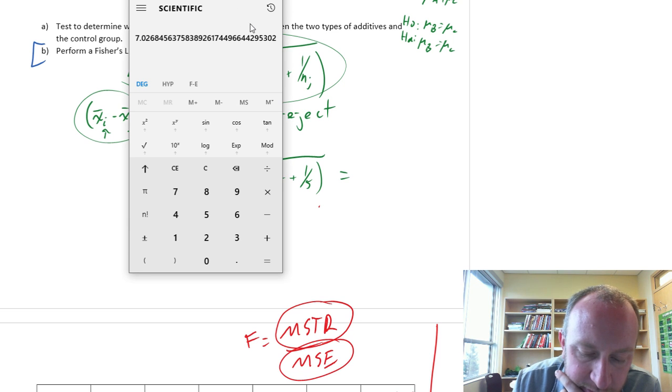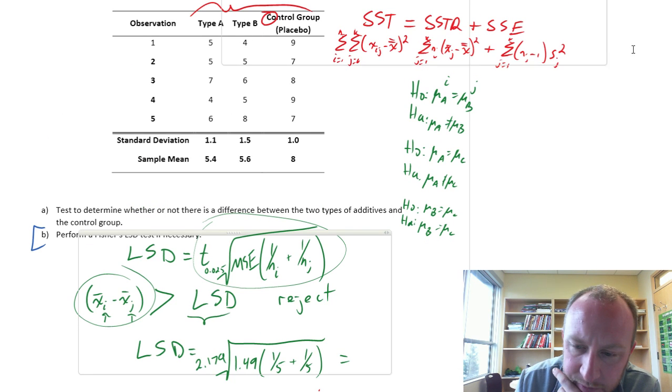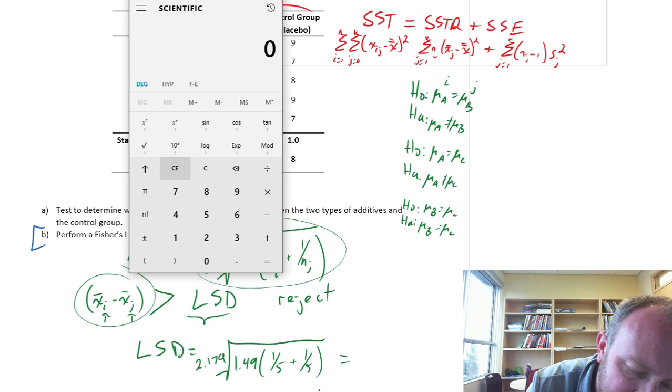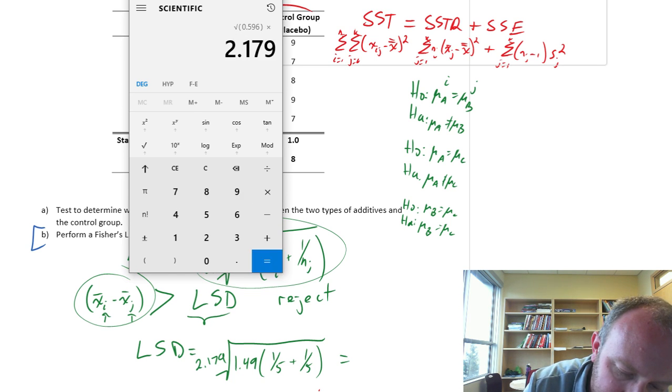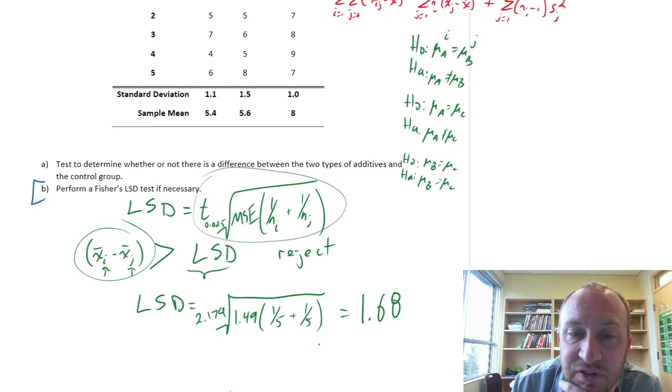Let's calculate the inside of the brackets first. So this is going to be 1 divided by 5 plus 1 over 5 times 1.49. Take the square root of that and times that by 2.179. So our LSD is 1.68. 1.68 is the value of our least significant difference.